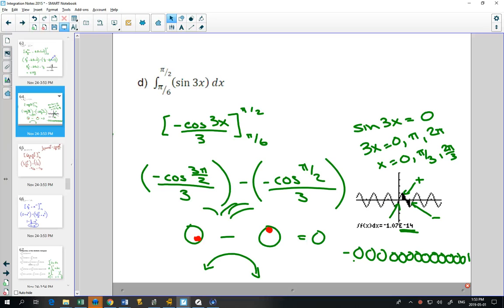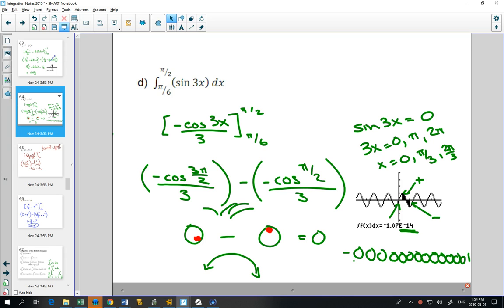In this situation, we have part of the area above and part of the area below. And they just so happen to be exactly the same. So one subtracts the other and cancels everything out, and we're left with 0. So we can see that this area and that area would cancel each other out based on symmetry, and it's equal to 0.